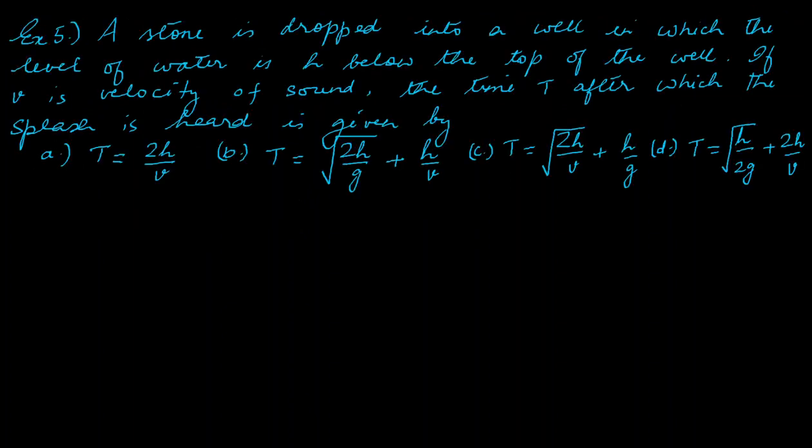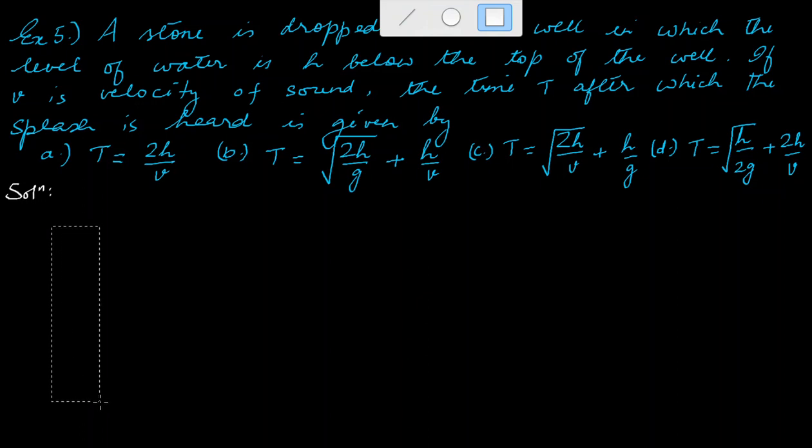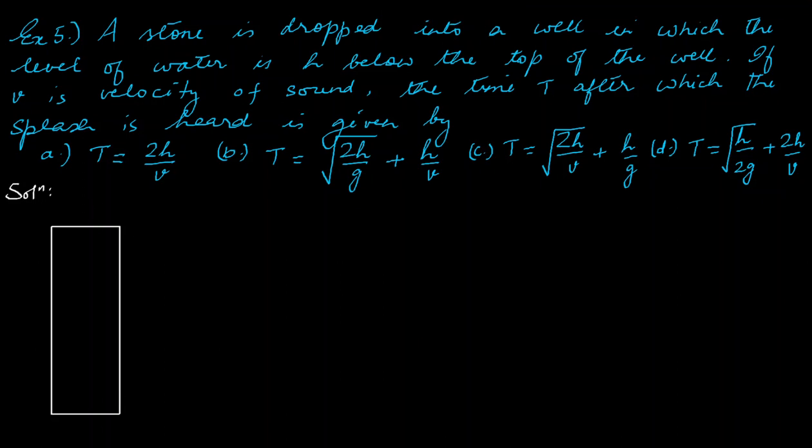Okay, we go to this one, number 5. So in this problem, a stone is dropped into a well in which the level of water is h below the top of the well. So we understand that there is a well out here. That's not a well, but let me rub off this part. Okay, and then somewhere here is the level of water.